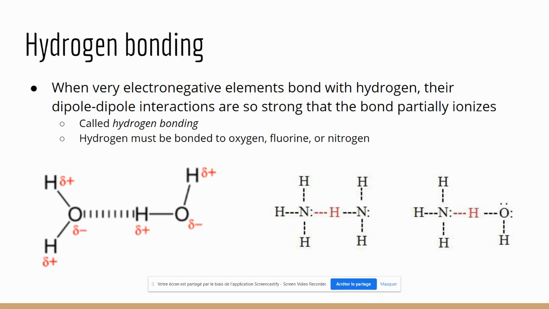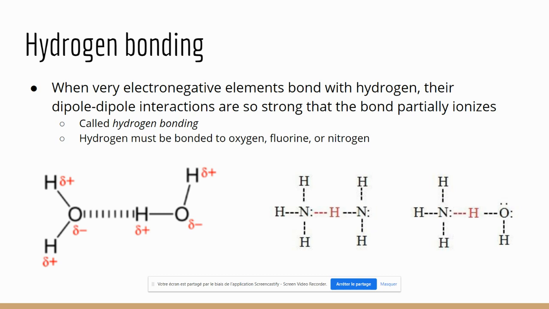But the idea is the same. We have a partial negative charge on our electronegative element, for example, the oxygen on the bottom left-hand picture, and the partial positive from a neighboring hydrogen, and we form a very strong dipole-dipole interaction that is so strong that we call it hydrogen bonding. It actually is sort of like a half bond, hence the term hydrogen bonding.